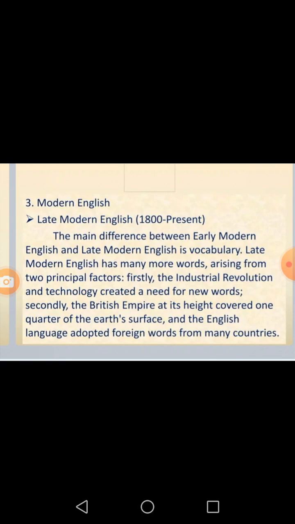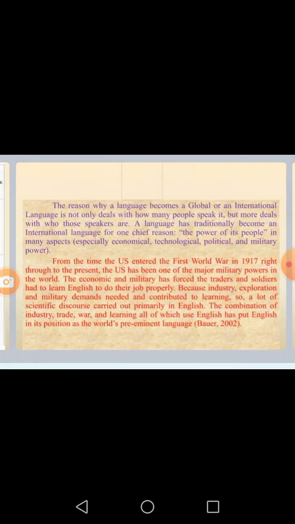Now, late modern English till present. The main difference between early modern English and late modern English is vocabulary. Late modern English has many more words arising from two principal factors. Firstly, the industrial revolution and technology created a need for new words. Secondly, the British Empire at its height covered one quarter of the earth's surface, and the English language adopted foreign words from many countries.